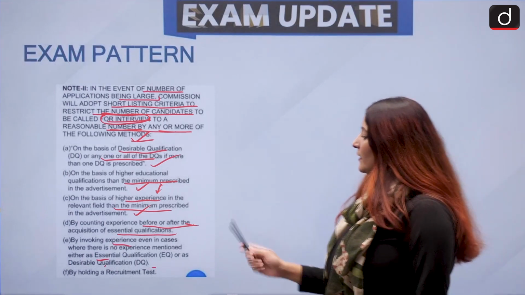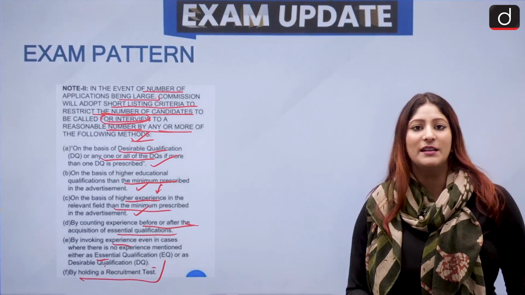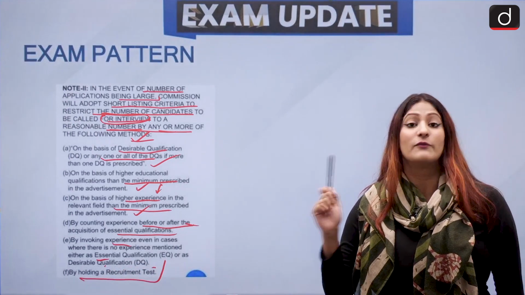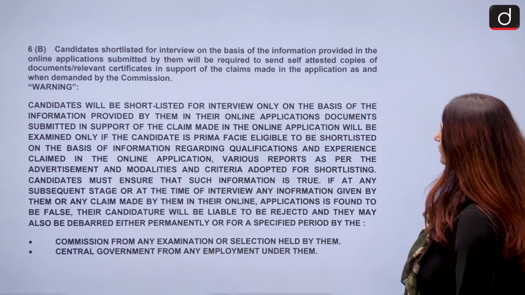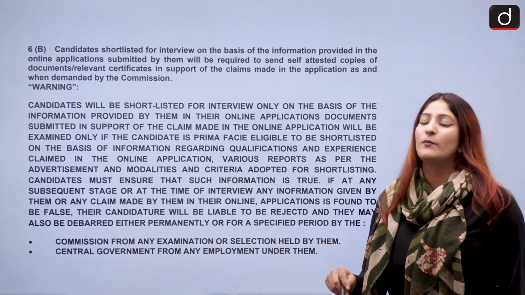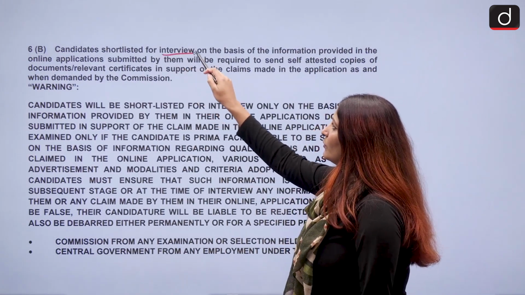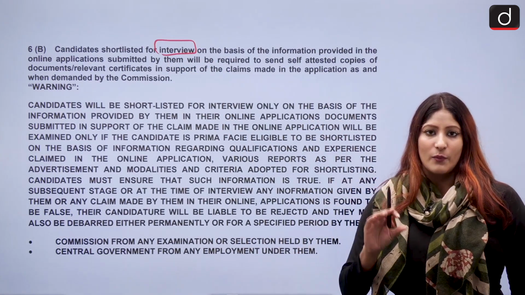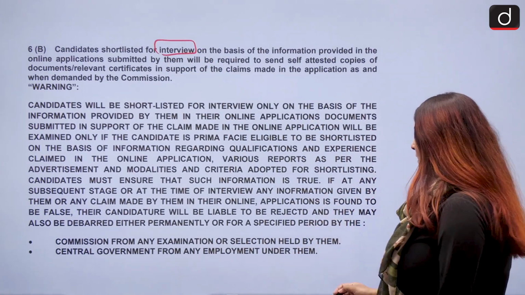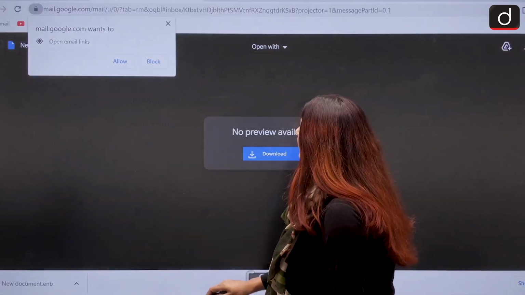Okay. And last we have holding a recruitment test. That means it can be a computer based test for labor enforcement officer. Alright, I hope it is clear now. Again, see one more important thing. Candidates shortlisted for interview, that means through ORA. When you fill the UPSC ORA, it is like this.